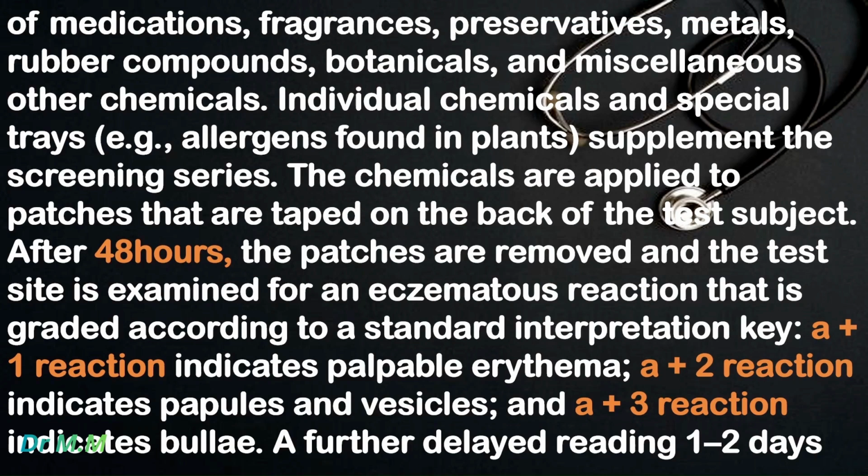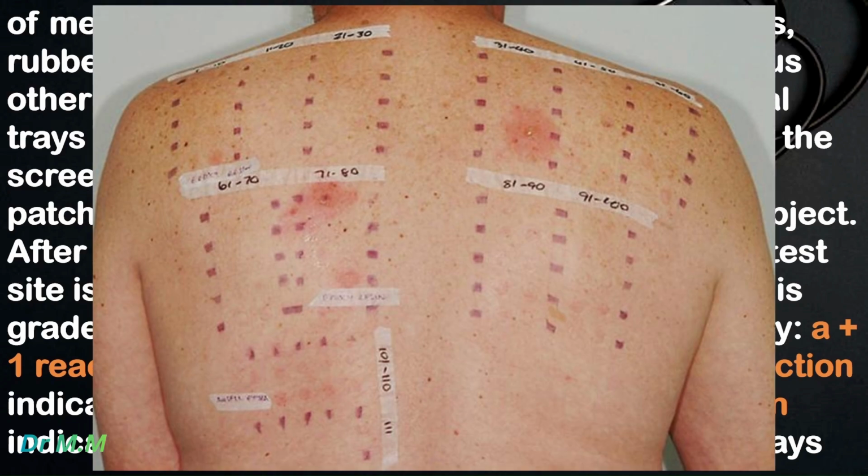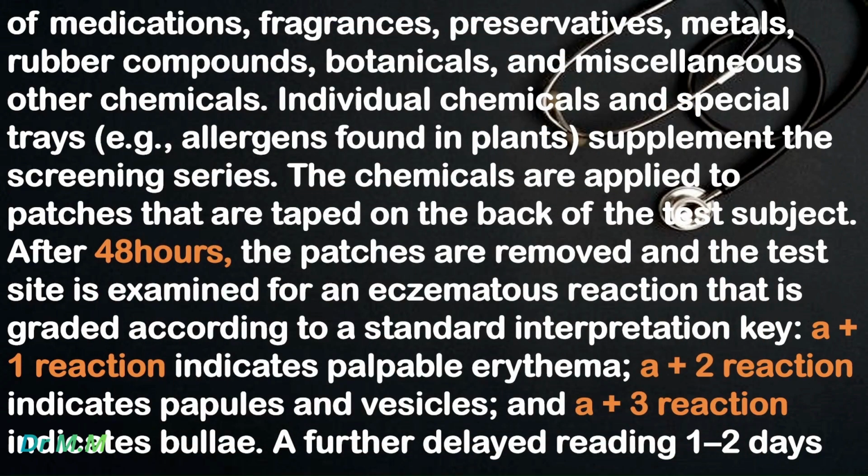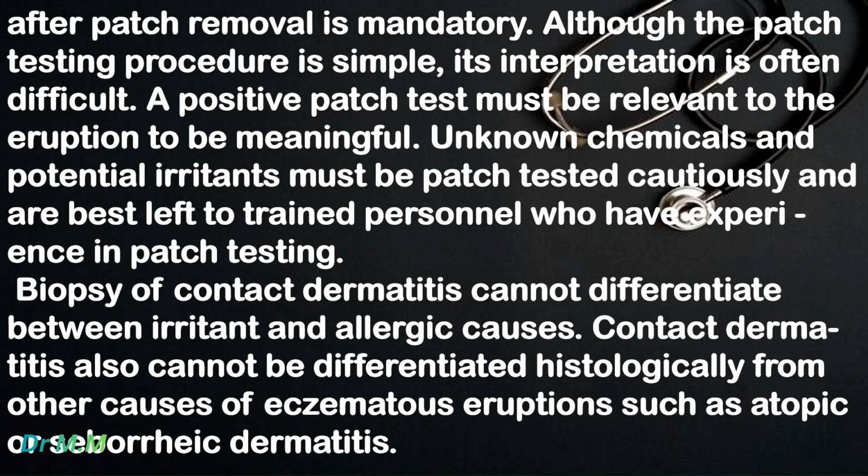The chemicals are applied to patches that are taped on the back of the test subject. After 48 hours, the patches are removed and the test site is examined for an eczematous reaction that is graded according to a standard interpretation key. A +1 reaction indicates palpable erythema, a +2 reaction indicates papules and vesicles, and a +3 reaction indicates bulla. A further delayed reading 1 to 2 days after patch removal is mandatory.